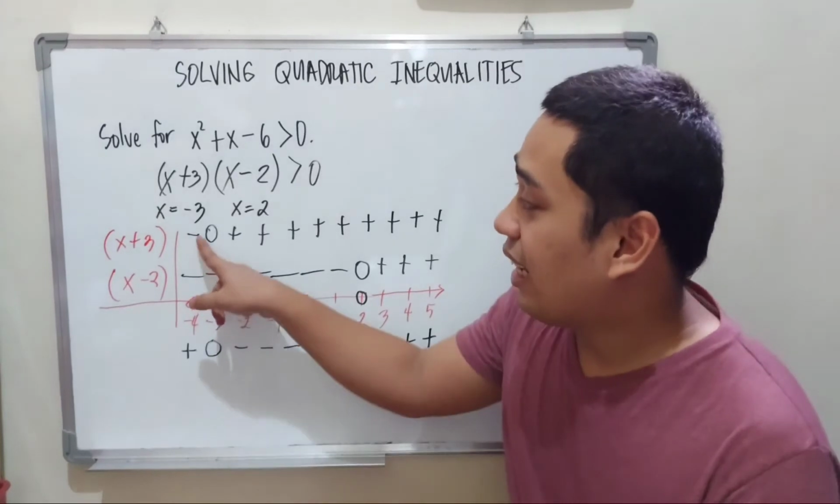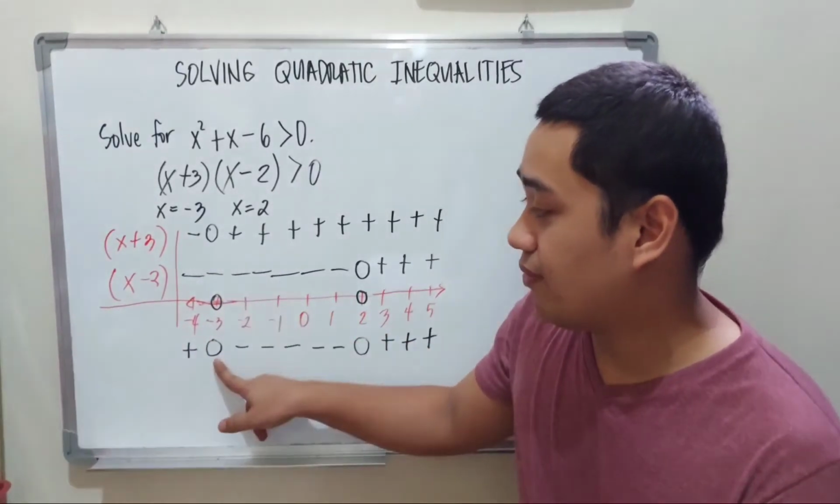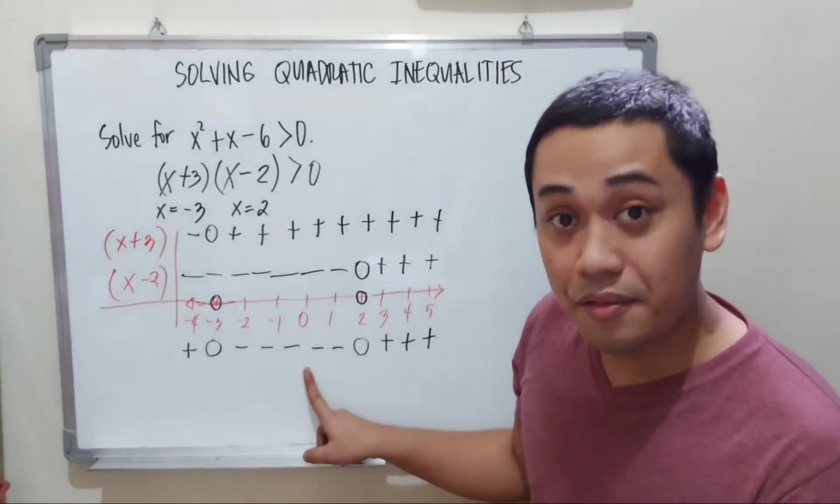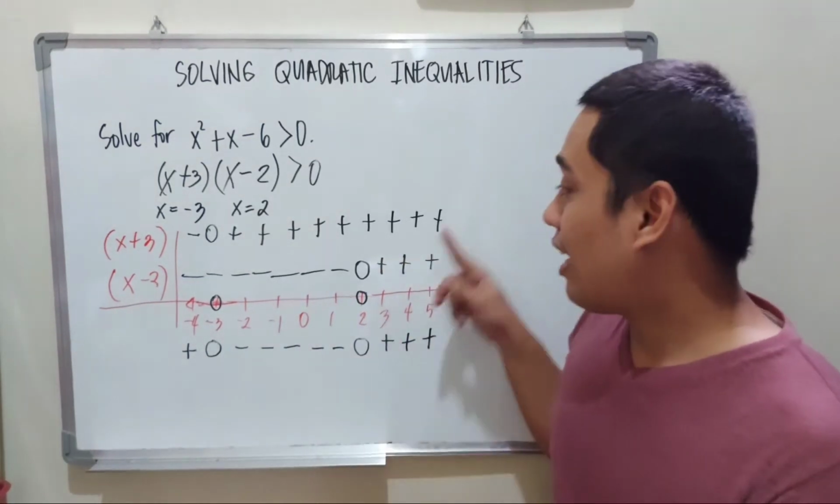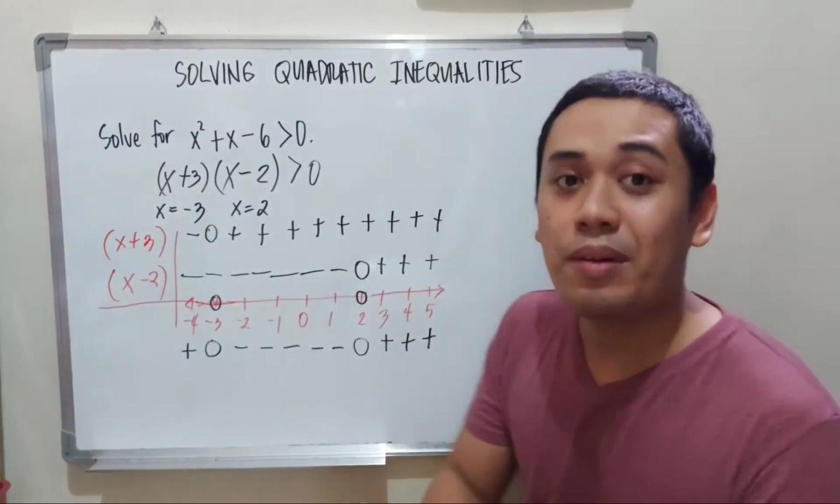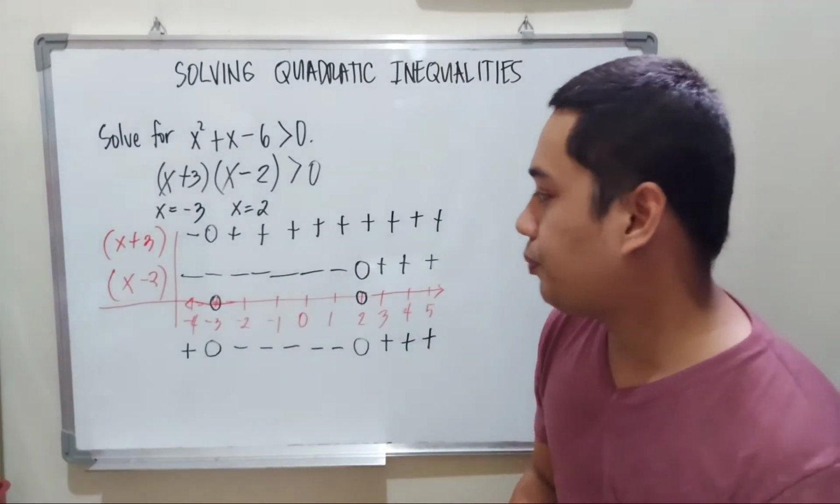Again, negative times negative, positive. 0 times negative, 0. Unlike sign sila, plus minus, negative ang product. 0 times positive, 0. At positive times positive ay naging positive. Dito na tayo magde-decide sa number line kung ano yung magiging part of the solution.